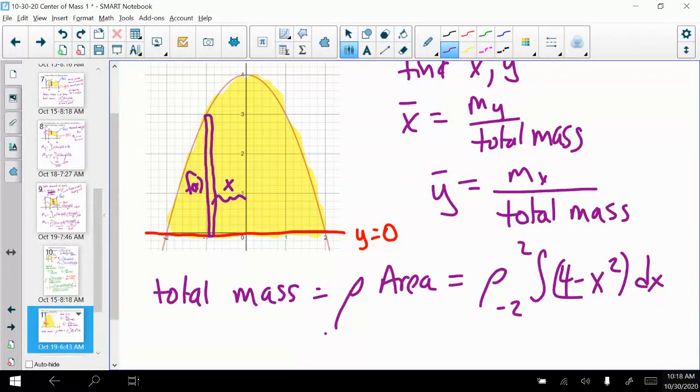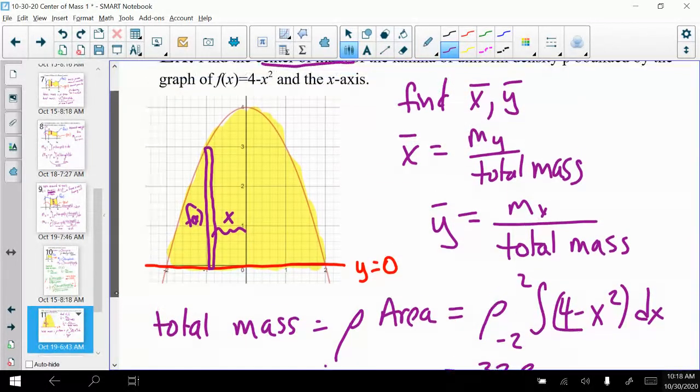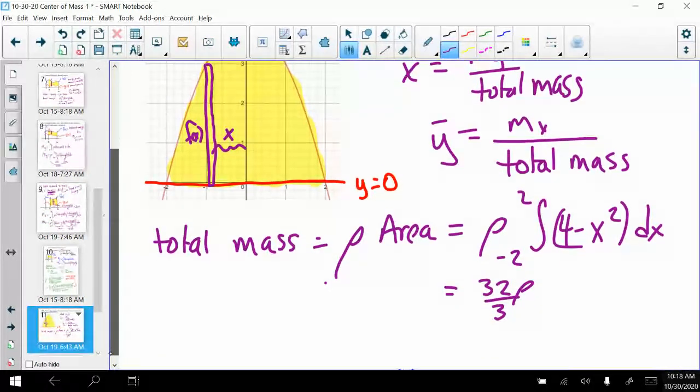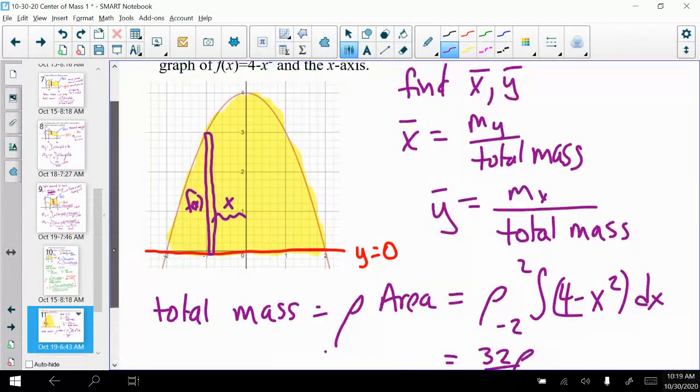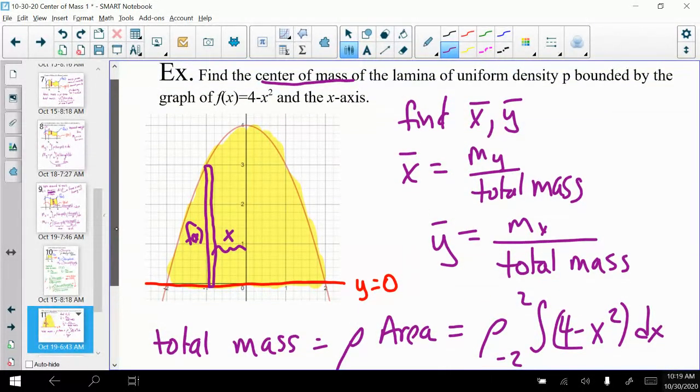Oh, maybe I never actually calculated these things. Yeah. Okay. So I got 32 rho over 3 for my total area. Just leave rho as rho. Total mass, I'm sorry. 32 over 3 is my area. 32 over 3 rho is my total mass.